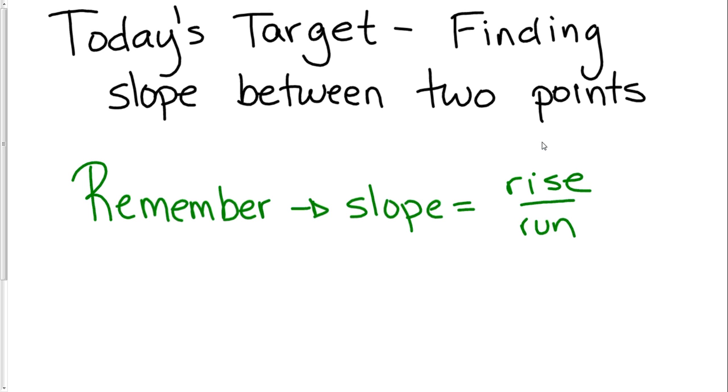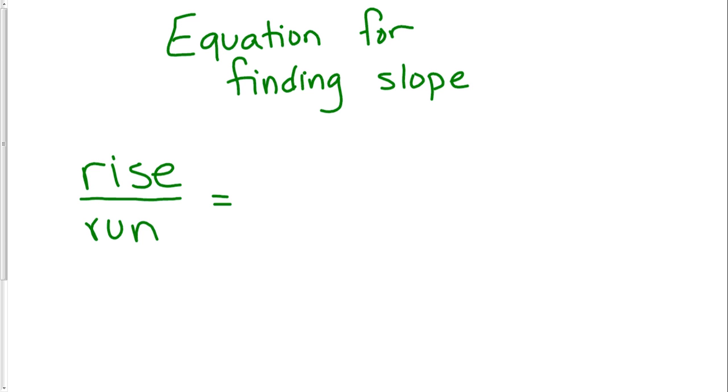Key thing here to remember, we've done a previous video on slope. You may have to go back and watch that if necessary. But you have to remember that slope is rise over run. Very key. The reason that's key is that when we use the equation for finding slope, we have to remember that rise represents a change in the y values.